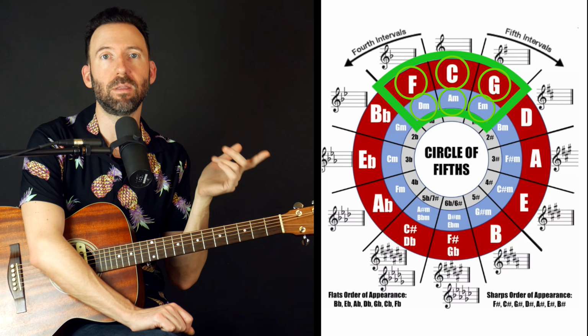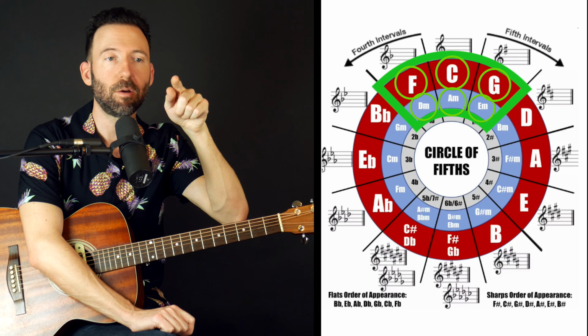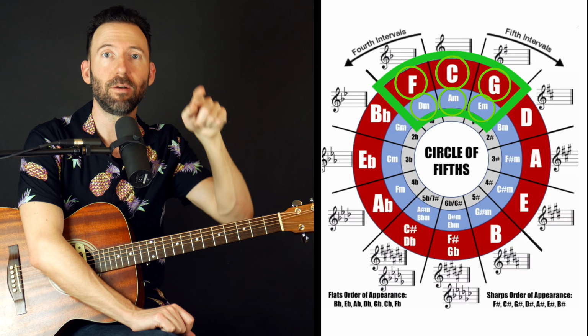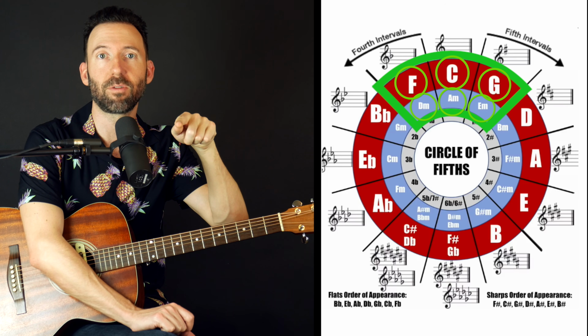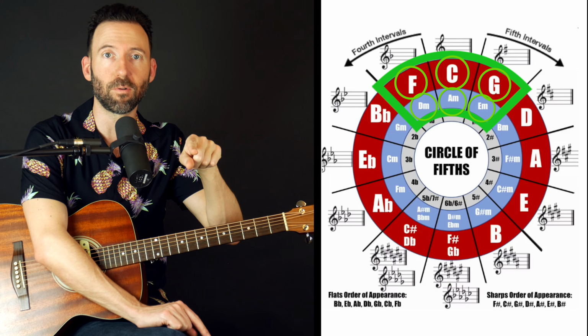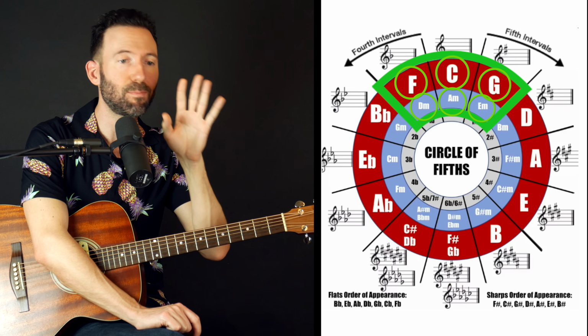In any major key, the 2, 3, and 6 chords are minor. So in the key of C, we go below and to the left for our 2 chord, D minor. We go below and to the right for our 3 chord, E minor. And then we go directly below for our 6 chord, which is A minor. So now we have the 6 major and minor chords.